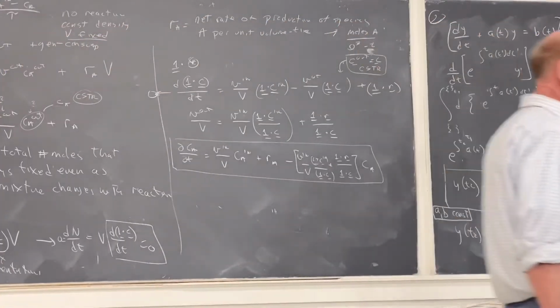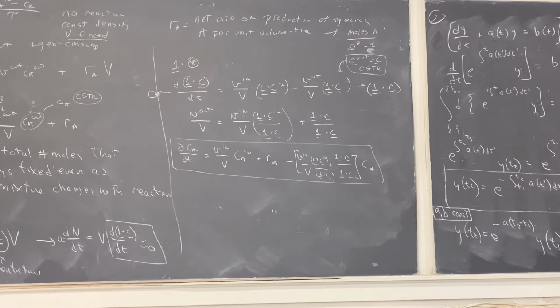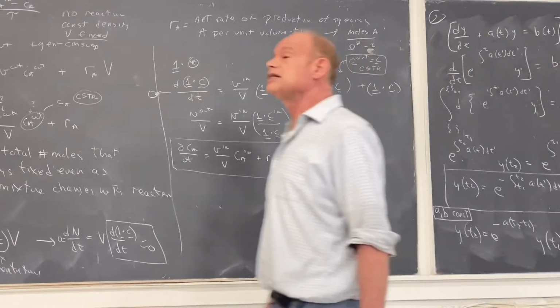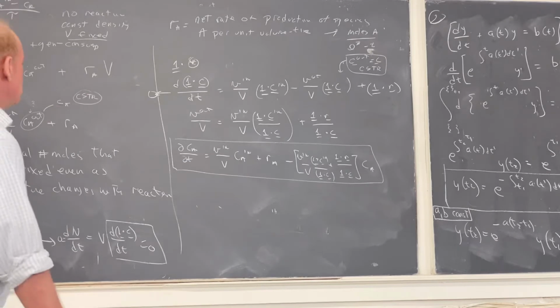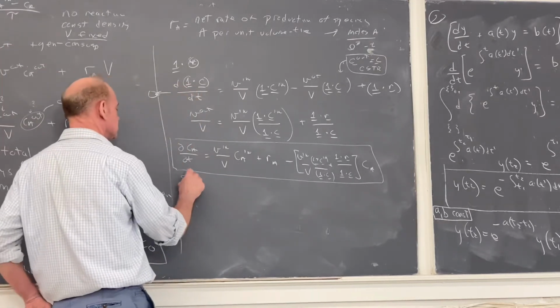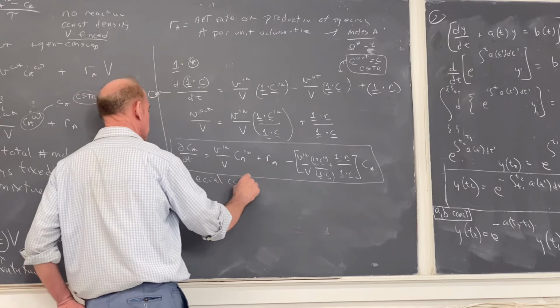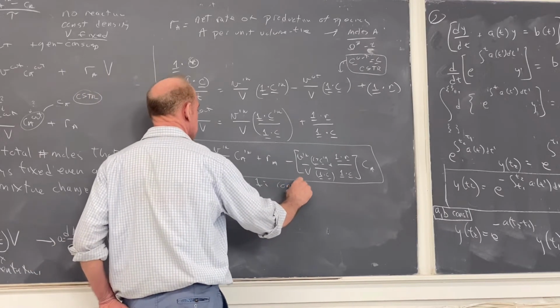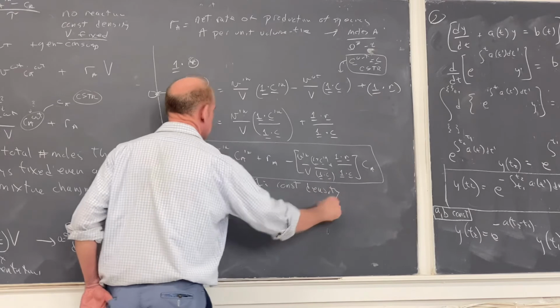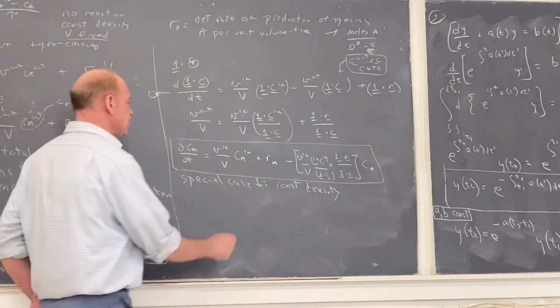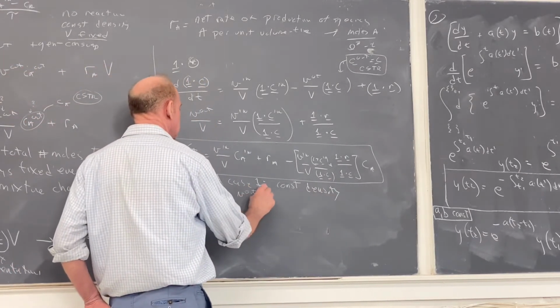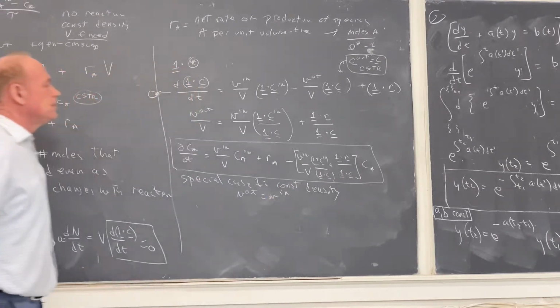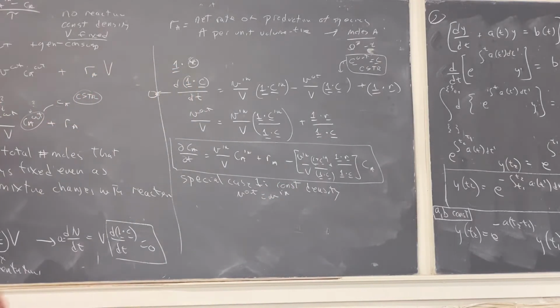Well, let's look at the special case of constant density to make sure we get the right answer. So let's look at this. I'm going to look at two special cases. So one special case, constant density. In the constant density case, V out equals V in.